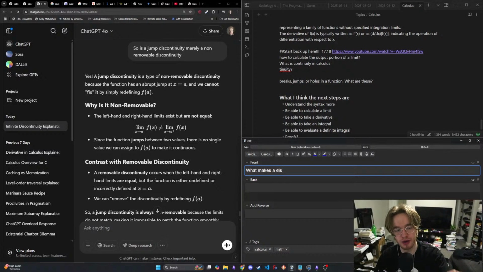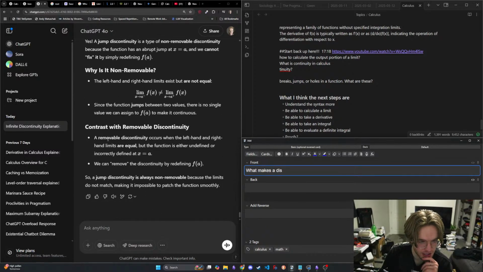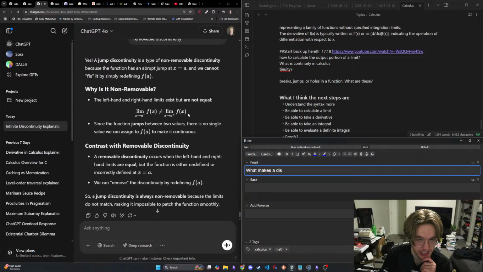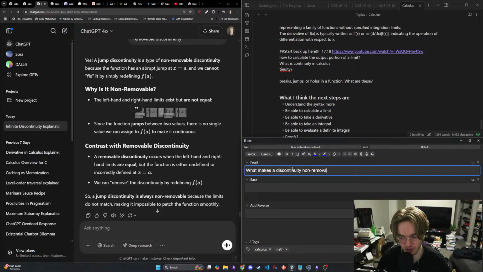That's good to know. What makes a discontinuity removable? I see. So removable discontinuities are when the left-hand and right-hand limits are equal, but the function value is not equal. So it's describing here that they're not equal. Is a discontinuity non-removable in calculus?